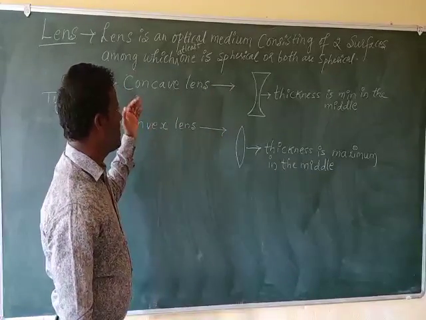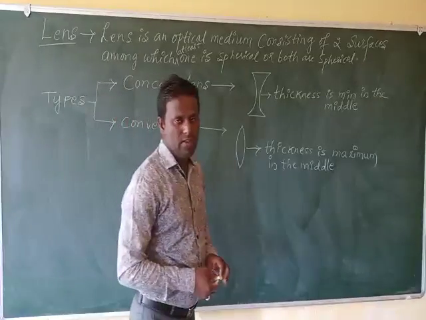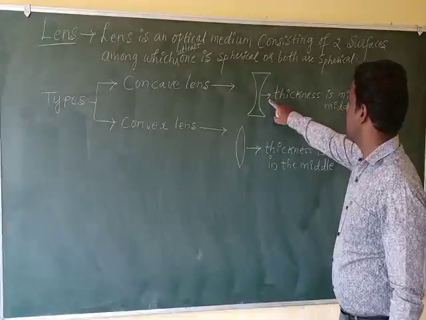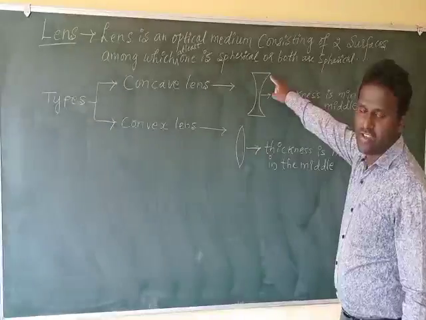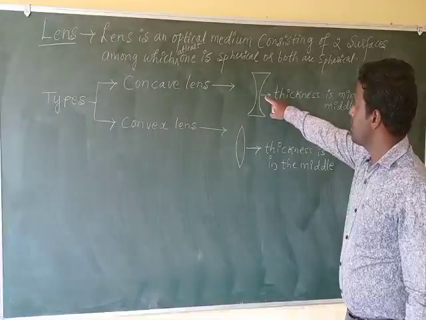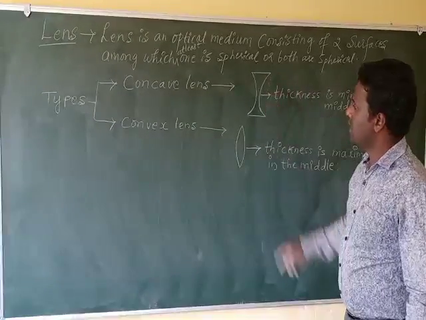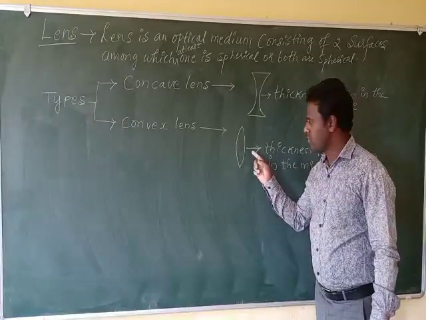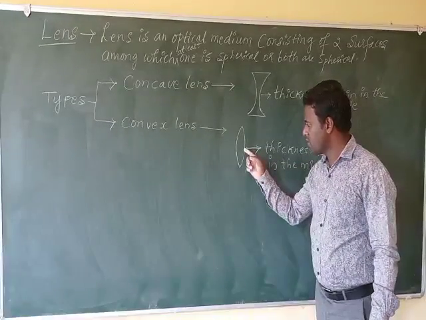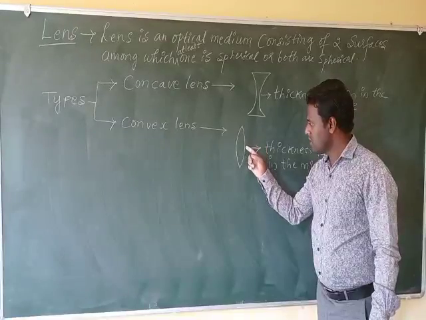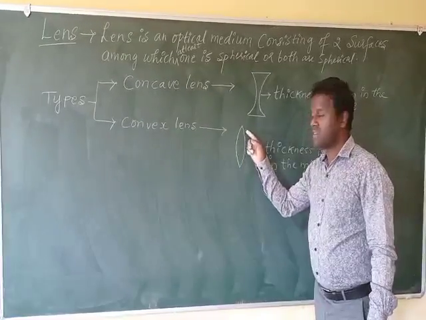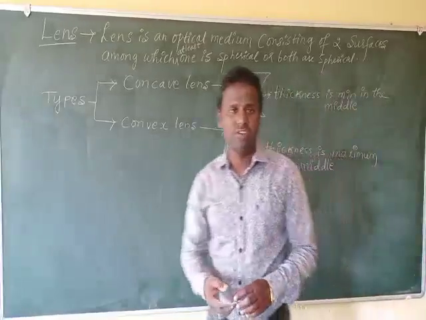So what is a concave lens? A concave lens is a type of lens which is thinner in the middle and thicker at the edges. What is a convex lens? A convex lens is the one which is thicker at the middle, having the maximum thickness in the middle portion, and thinner at the outer edges.